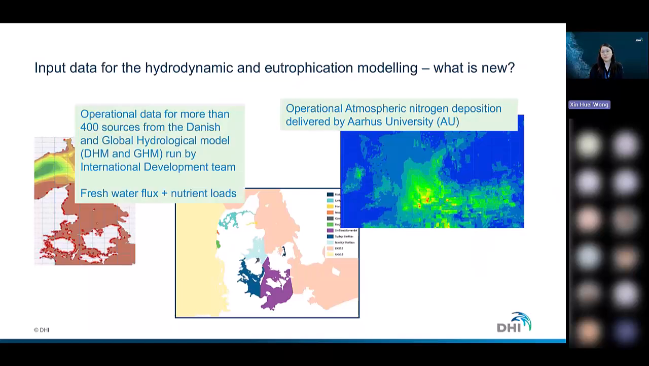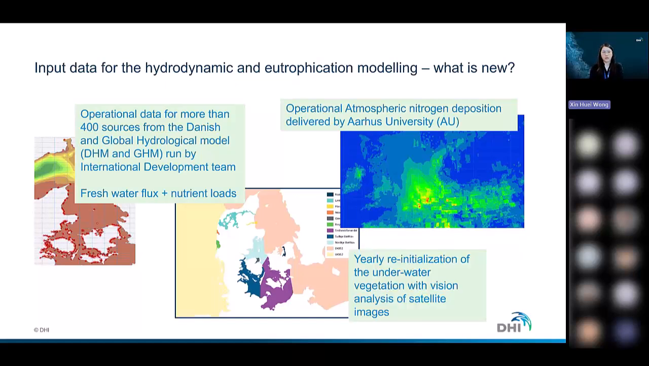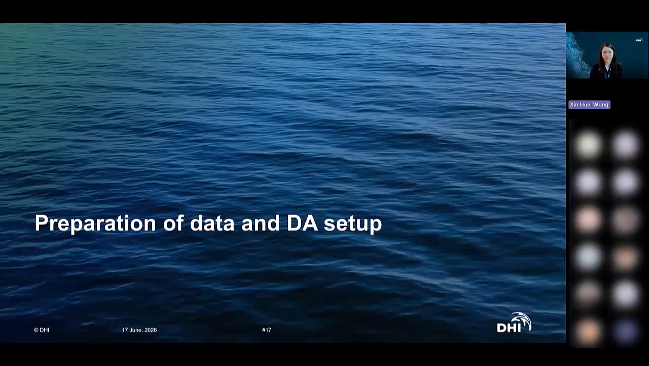So what is also new to highlight here is that we have operational data for more than 400 sources from the Danish and global hydrological model run by the International Development Team, where we get freshwater flux and nutrient loads. We also have operational atmospheric nitrogen deposition delivered by Aarhus University. And the yearly initialization of the underwater vegetation with vision analysis and satellite images. So there are a few different aspects delivered to the model, not just our data assimilation module. Oh yeah, and our meteorology is from the ECMWF.